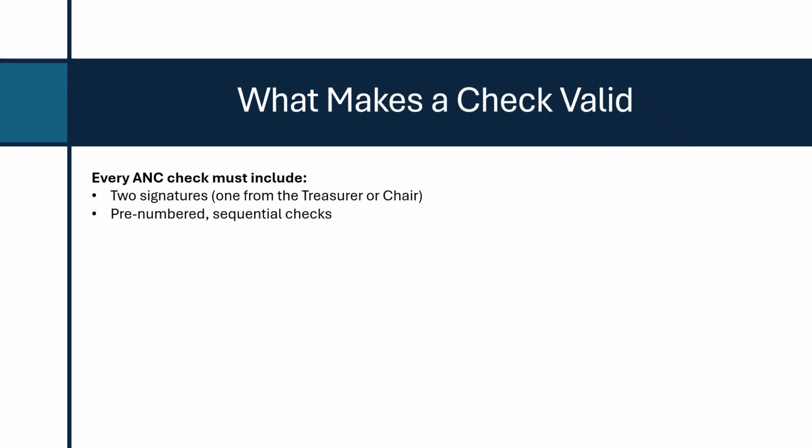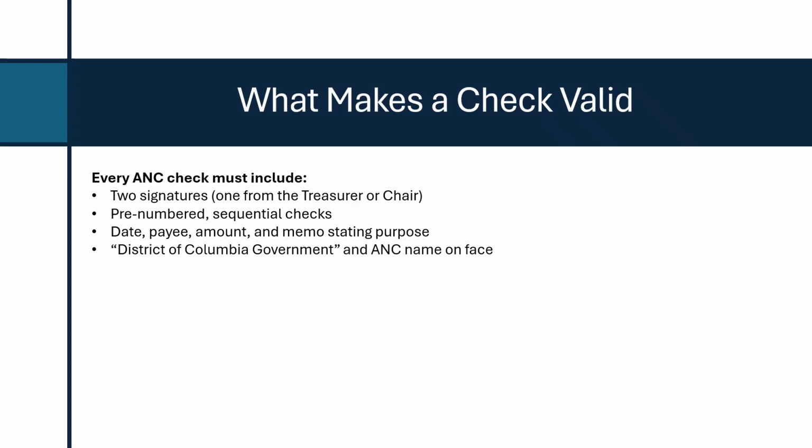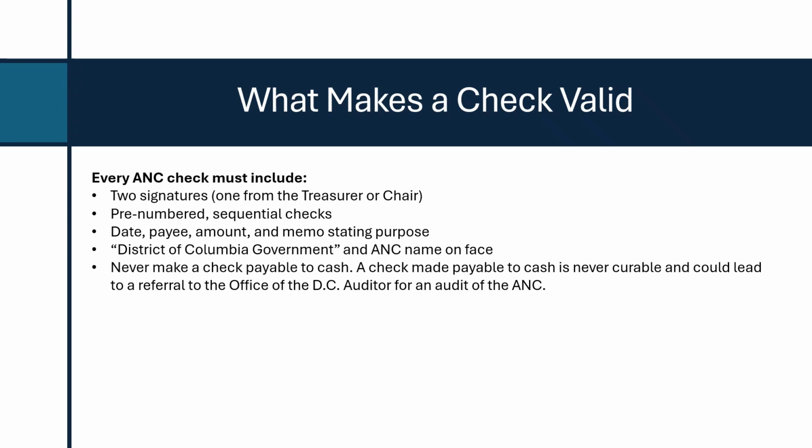What makes a check valid? Every ANC check must include 2 signatures, one from the treasurer or chair. Pre-numbered sequential checks. Date, payee, amount, and memo stating the purpose. District of Columbia Government, an ANC name on the check face. Never make a check payable to cash.